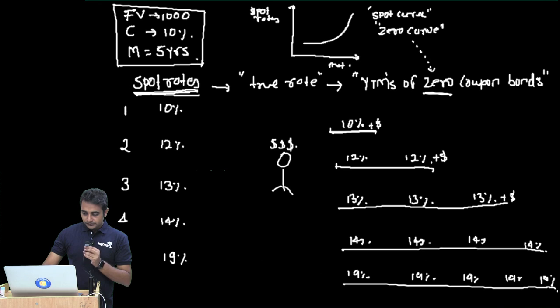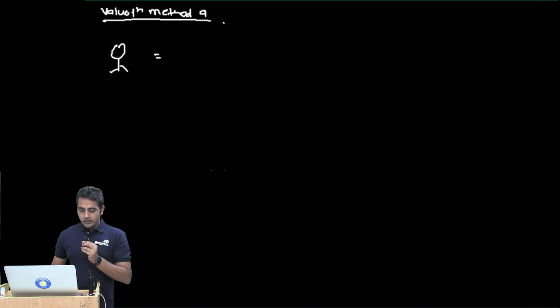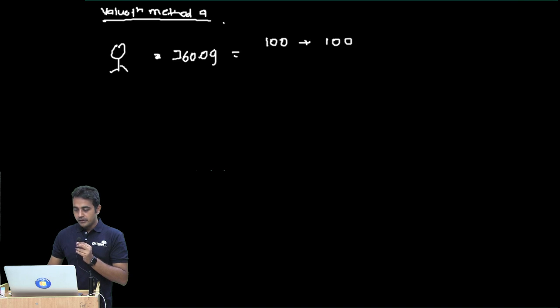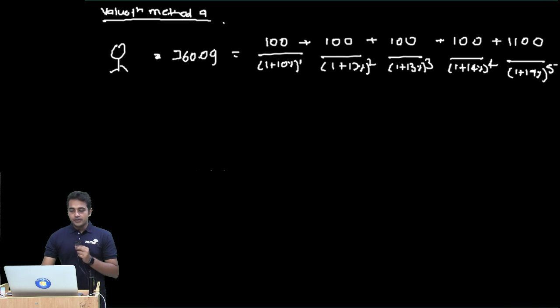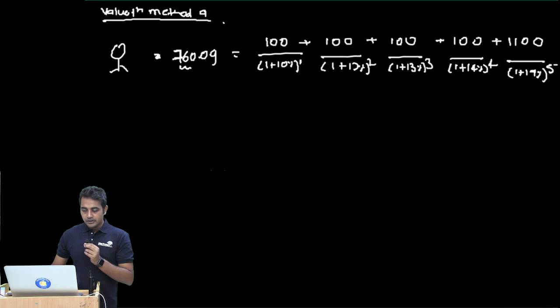So now, put yourself in the shoes of this investor. I'm actually on valuation method A. This is the investor who is going to buy the bond at a price of 760.09. And how is that price calculated? So 100, 100, 100, 100 and 1100. So 1 plus 10% raised to 1, 1 plus 12% raised to 2. So now, based on the previous logic, we calculated the bond price, which is 760.09.